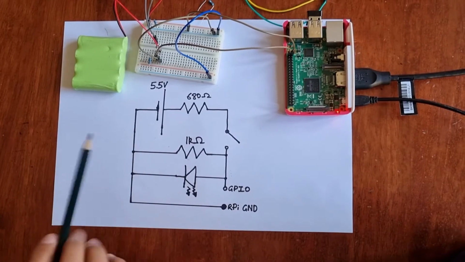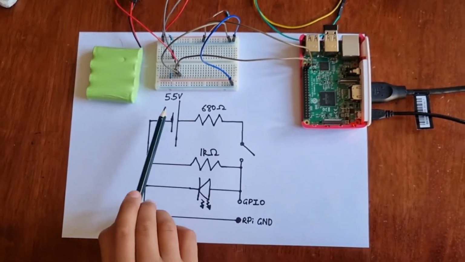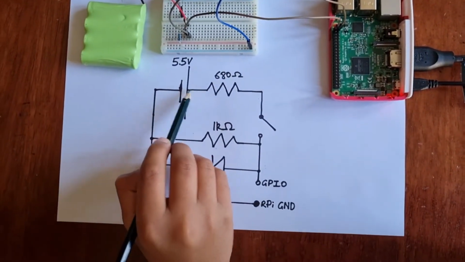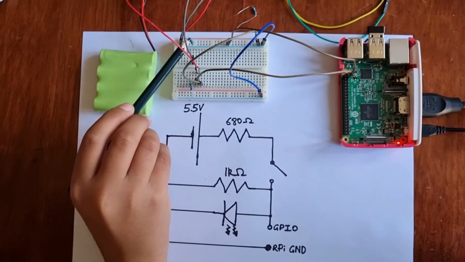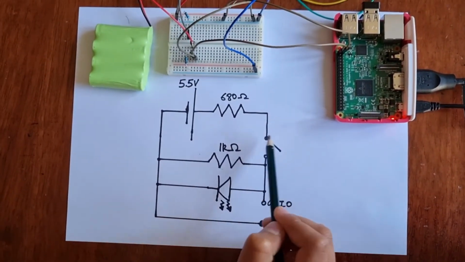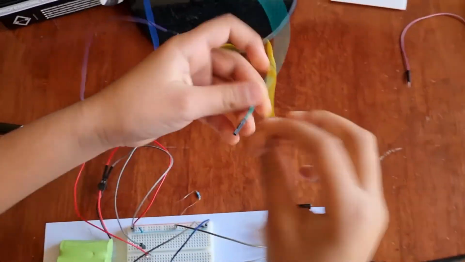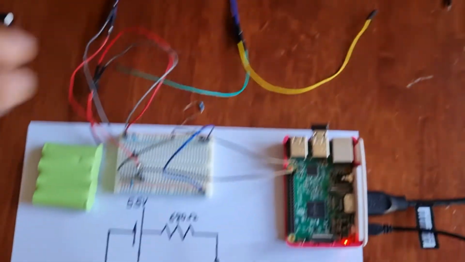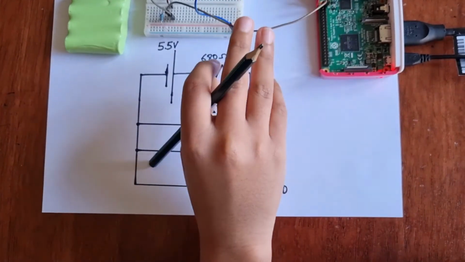So this is the circuit schematic for this circuit here. This is a 5.5 volt battery, which at the positive end goes into the 680 ohm resistor, right here. That goes into the door switch, which are these two wires here. Then out of the door switch, it goes into the GPIO pin, which is this wire here.